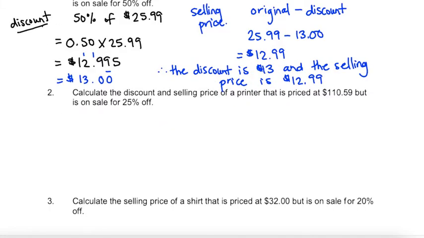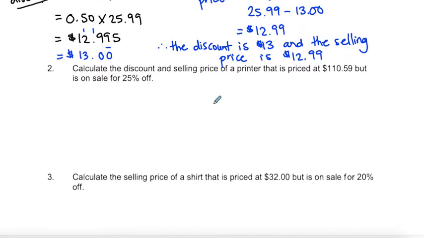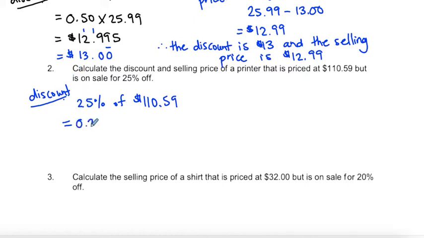Let's take a look at another example. We want to calculate the discount and the selling price of a printer that is priced at $110.59, but it's on sale for 25% off. So we're going to start by calculating the discount. And we do that by finding 25% of our original price, which is $110.59.